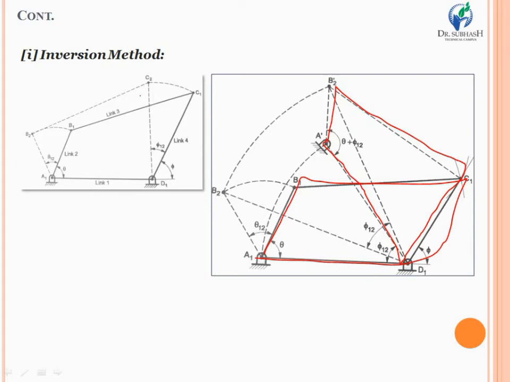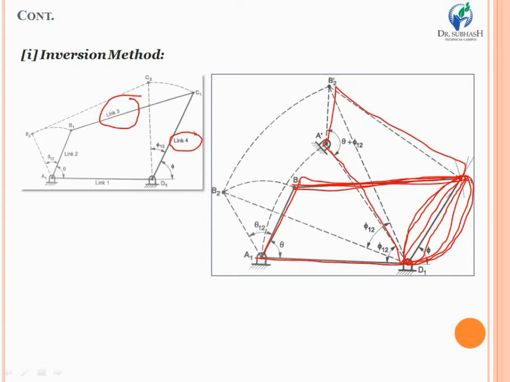Of course, this will be the representation of link 3, or you can measure from B1 and C1. So if you measure this link, the magnitude of this link will represent link 3. And if you measure D1 C1, then D1 C1 will give the dimension for link number 4. So ultimately we can say that through the inversion method you can have the dimensions of link 3 and link 4.